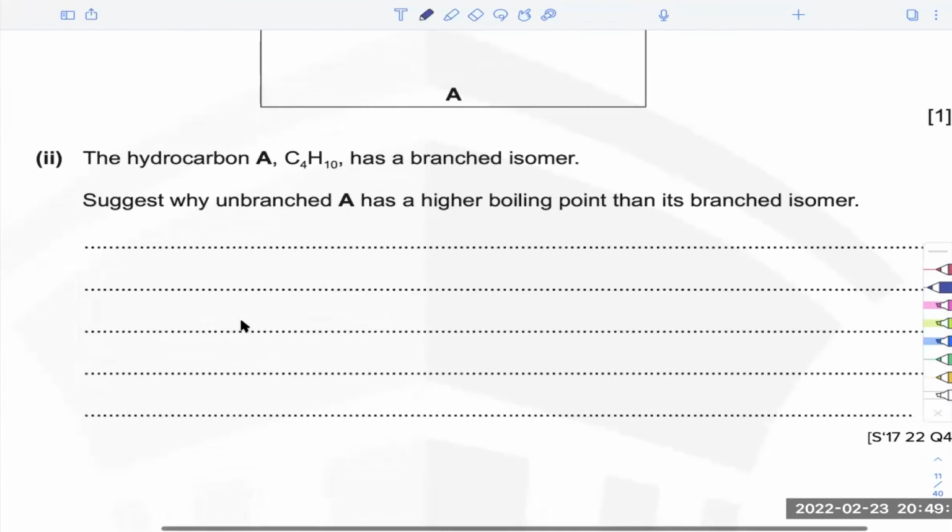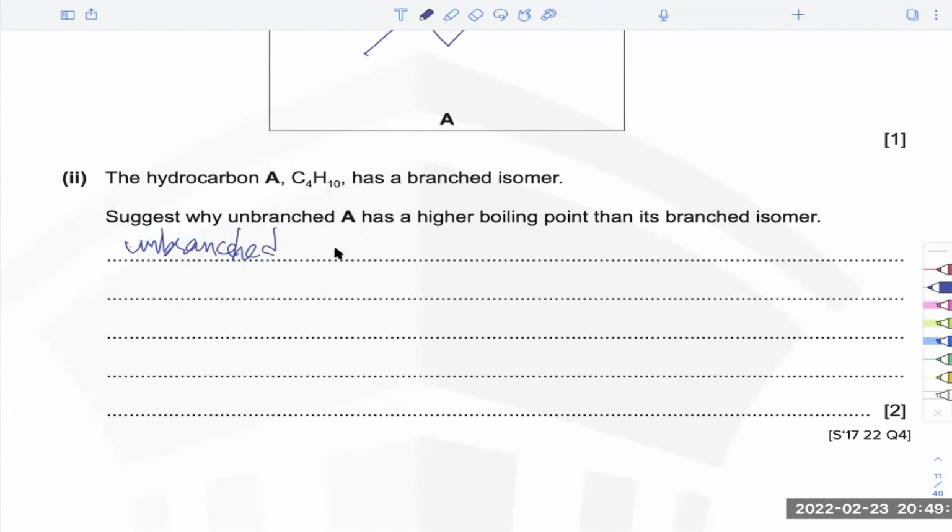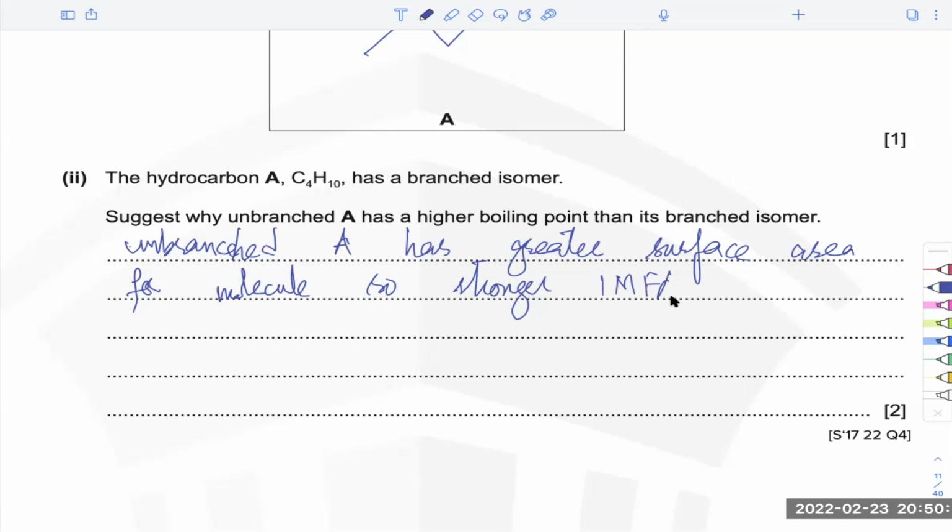C4H10 has a branched isomer. Why does unbranched have a higher boiling point? We've seen this before. The branching makes the molecules pack more, so there is less surface area, weaker intermolecular forces, lower boiling point. Or if you want to talk about why it has higher: unbranched A has greater surface area for molecules, stronger intermolecular forces of attraction, higher boiling point.